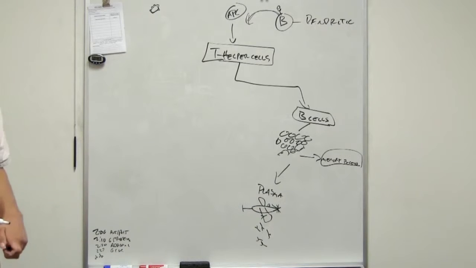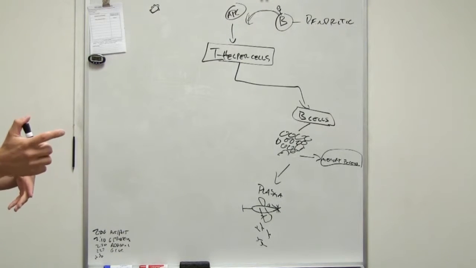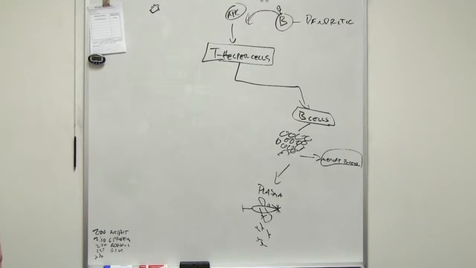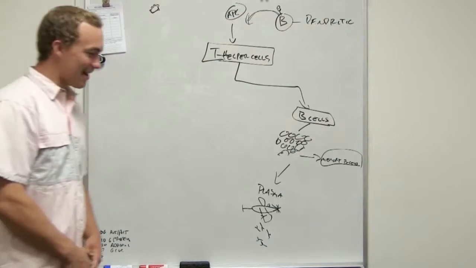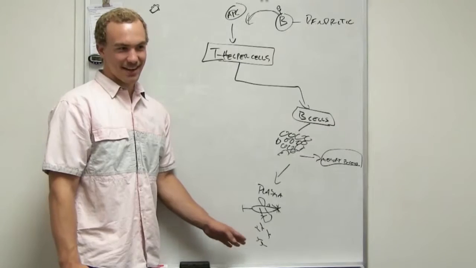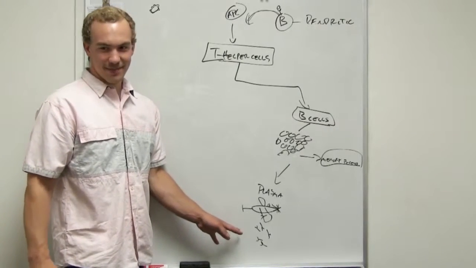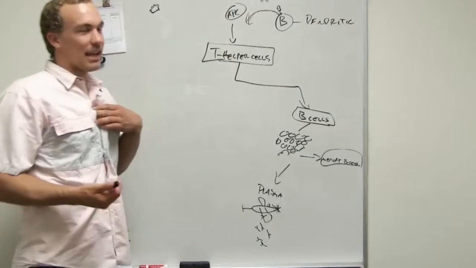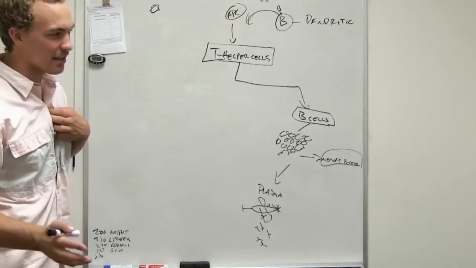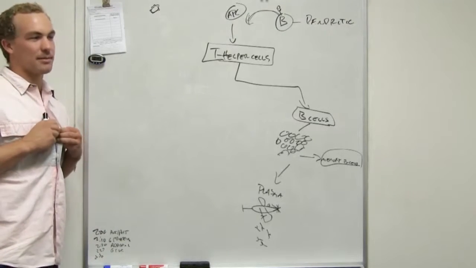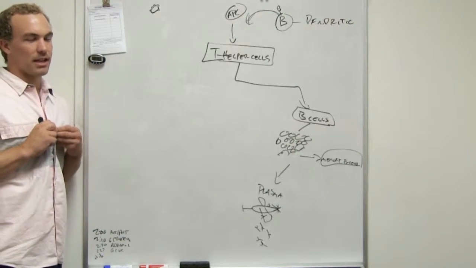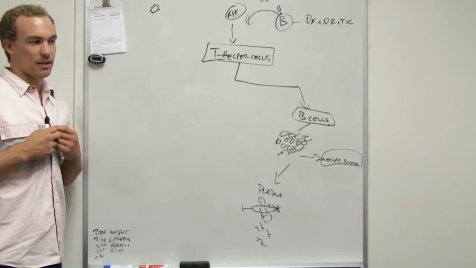What are plasma cells? They're planes, right? And what do they do? They drop bombs. And what are the bombs? Antibodies. Does that make sense? So B cells do make antibodies, but more specifically, the cells that actually release antibodies are plasma cells. That's what actually makes antibodies and kills things.